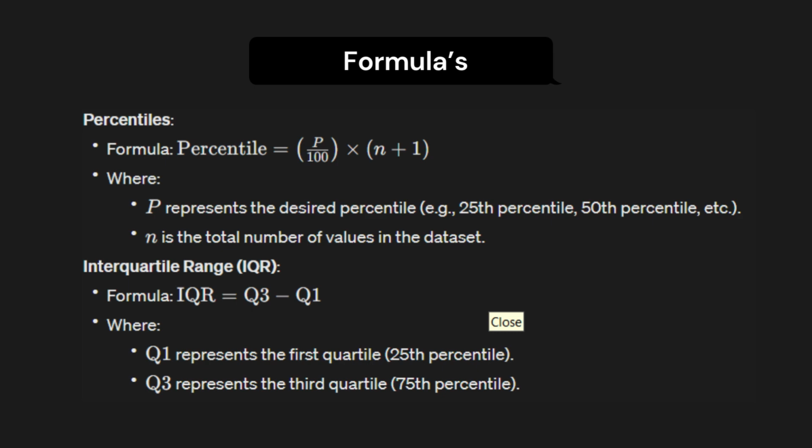Now for the percentiles. To find percentiles, you will just simply use p by 100 into n plus 1, where p represents the desired percentile, chosen accordingly, whether it is the 25th percentile, 50th percentile, etc. N is the total number as usual. And now to find interquartile range, the formula is Q3 minus Q1, and I will tell you how to find Q1 and Q3, which is nothing but the 25th percentile described as Q1 and the 75th percentile described as Q3.